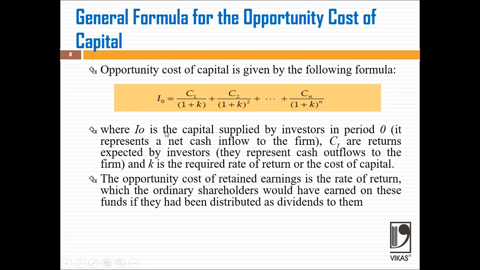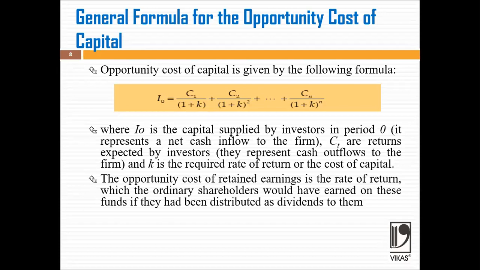Where I 0 means the time today, T equals 0. I 0 is the capital supplied by investors in period 0. It represents a net cash flow to the firm. CT, cash flow at time T, are returns expected by investors. They represent cash outflows to the firm. And K is the required rate of return or the cost of capital.